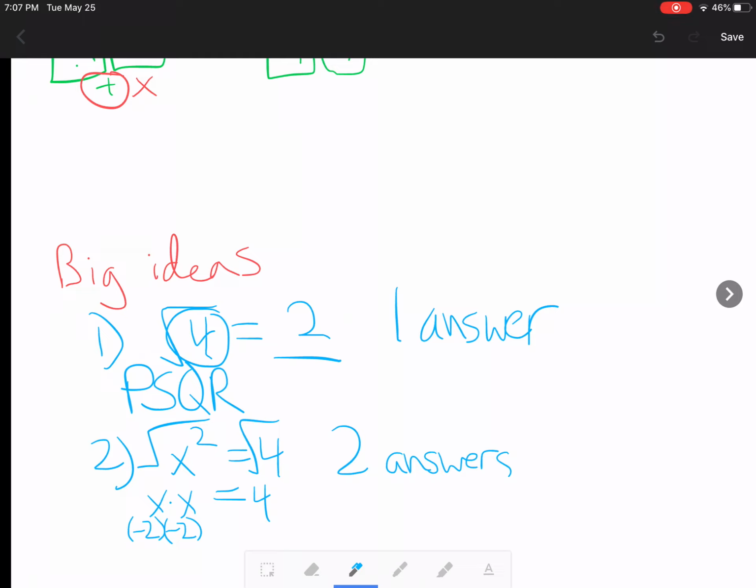If you just see the square root of 4, that's going to be one answer. X squared equals something, and like you're introducing a variable, now you have 2 answers that could work for it. It could be 2, and it could be -2. Okay, so now let's talk about how we're going to do this.